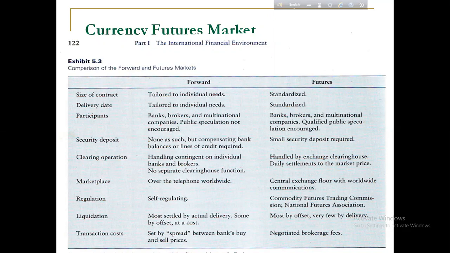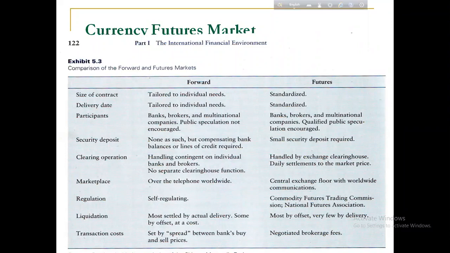The first difference depends on the size of the contract. In a forward contract, the size is tailored to individual need, but in futures contracts, it is standardized. The delivery date in a forward contract is tailored to individual need, but in futures contracts, the delivery dates are standard.